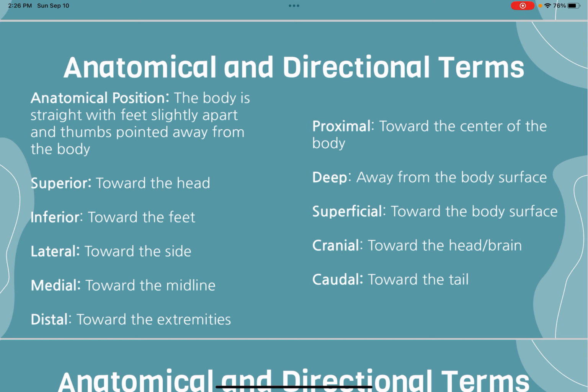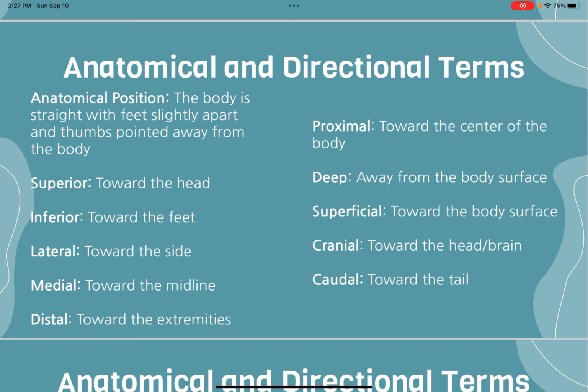Now we have anatomical and directional terms. Anatomical position is when the body is straight with feet slightly apart and thumbs pointed away from the body. Superior means toward the head. Inferior means toward the feet. Lateral means toward the side. Medial means toward the midline. Distal, toward the extremities. Proximal, toward the center of the body.